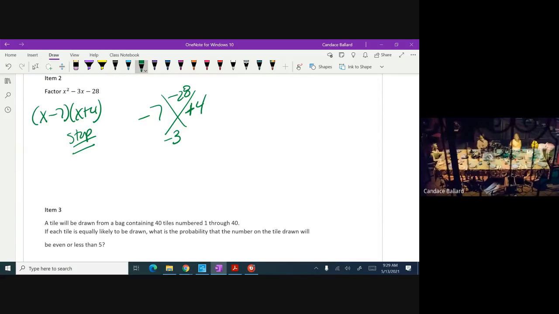If it said solve, and you had x squared minus 3x minus 28 equals 0, that's where you do your zero product property, and you get x equal to 7 and x equal to negative 4. Do we see the difference? So factor means just the binomial times the binomial. Solve means get it down to x equals.